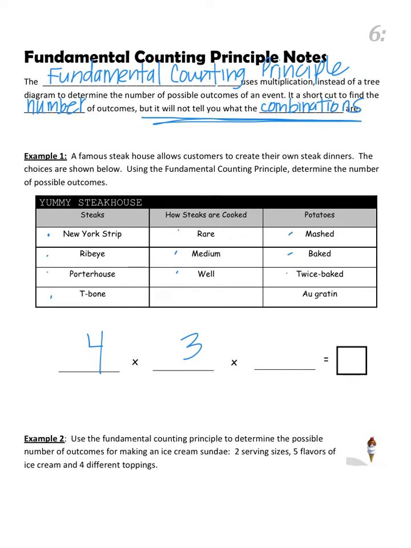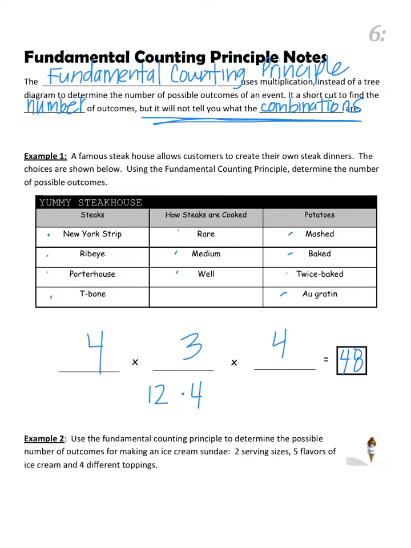Then you have 4 different types of potatoes. So rather than making the tree diagram, just multiply together. So 4 times 3 gives you 12, and 12 times 4 gives you 48. So there are 48 different outcomes at this steakhouse.